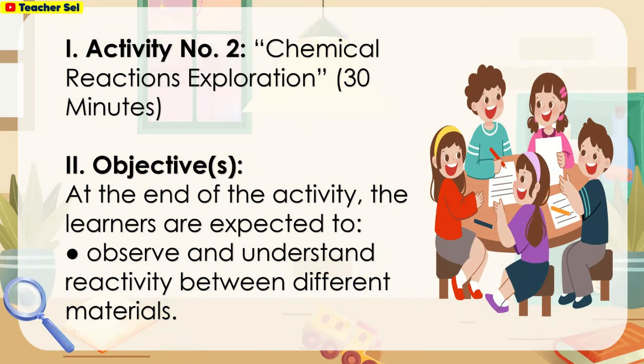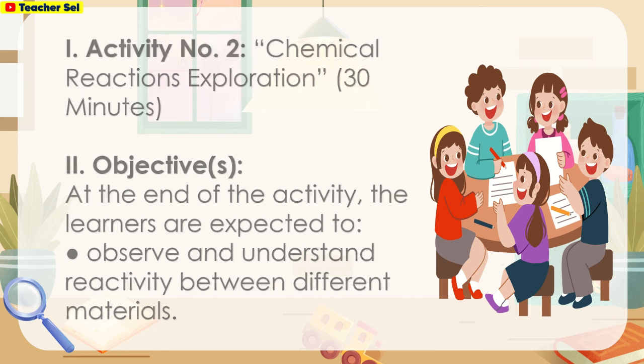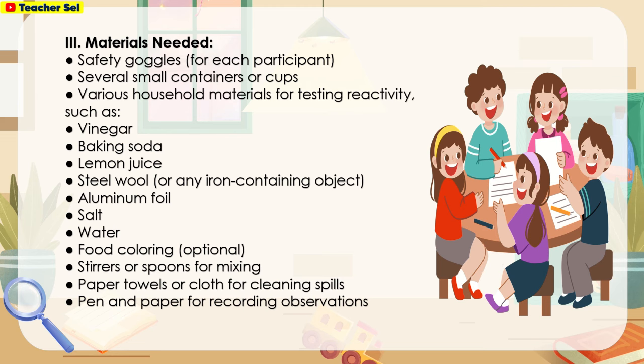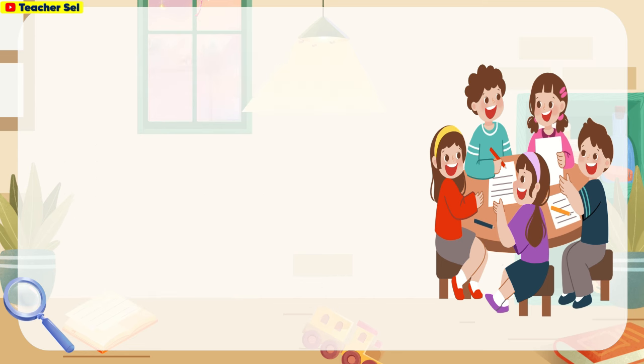Let's have activity number 2, Chemical Reactions Exploration. It is good for 30 minutes. For the objectives, observe and understand reactivity between different materials. Materials needed: safety goggles, several small containers or cups, various household materials for testing reactivity such as vinegar, baking soda, lemon juice, steel wool, aluminum foil, salt, water, food coloring, stirrers or spoons for mixing, paper towels or cloth for cleaning spills, pen and paper for recording observations.